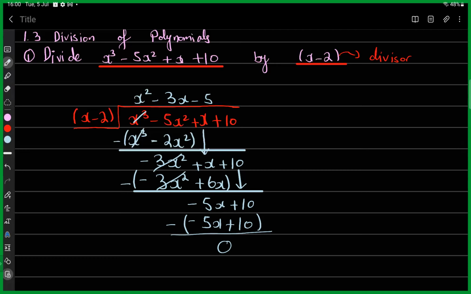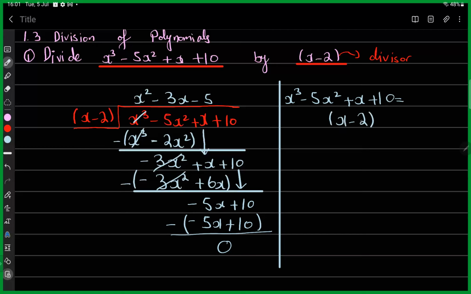So I can write it as, this thing is very, very important. I can write x cubed minus 5x squared plus x plus 10 as a product of two factors. It's x minus 2. This is the linear factor. When I will multiply this linear factor by this quadratic one, it's x squared minus 3x minus 5, I would get this thing.